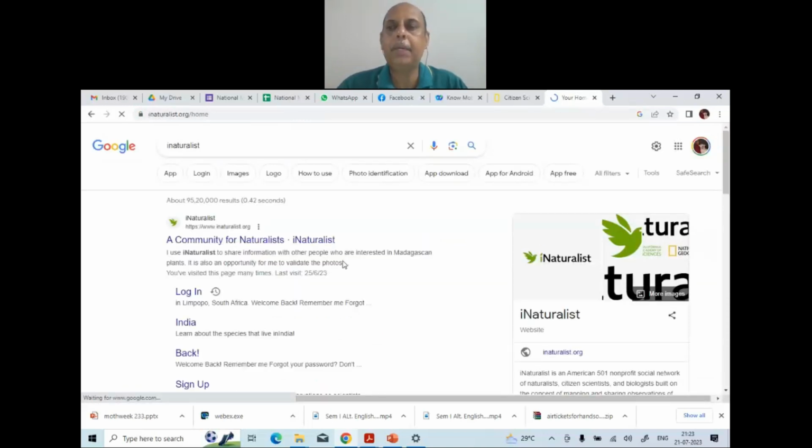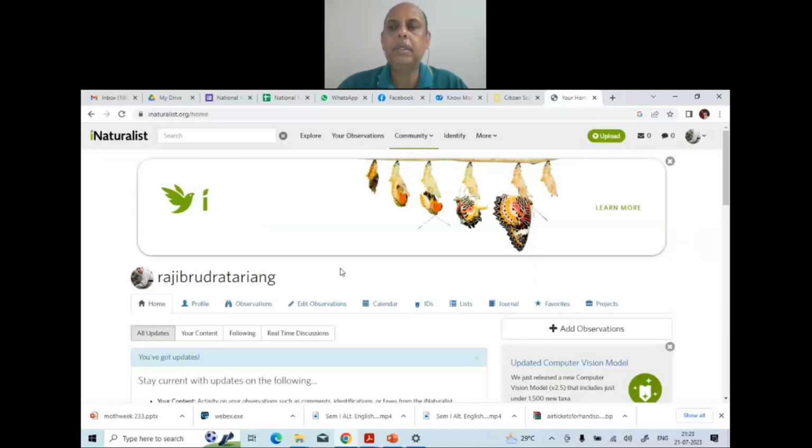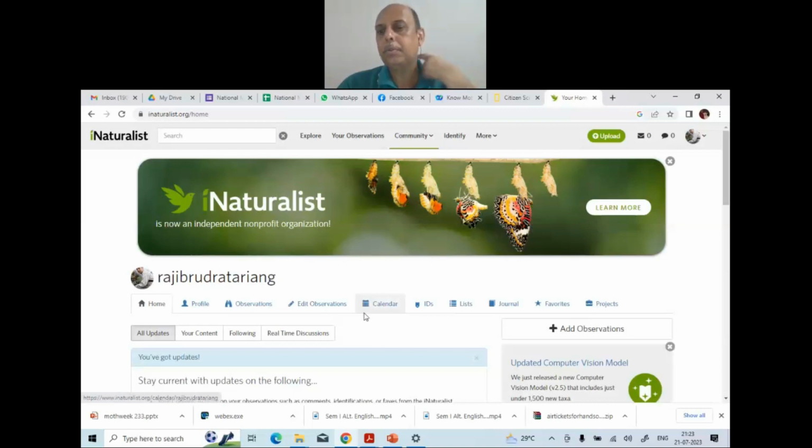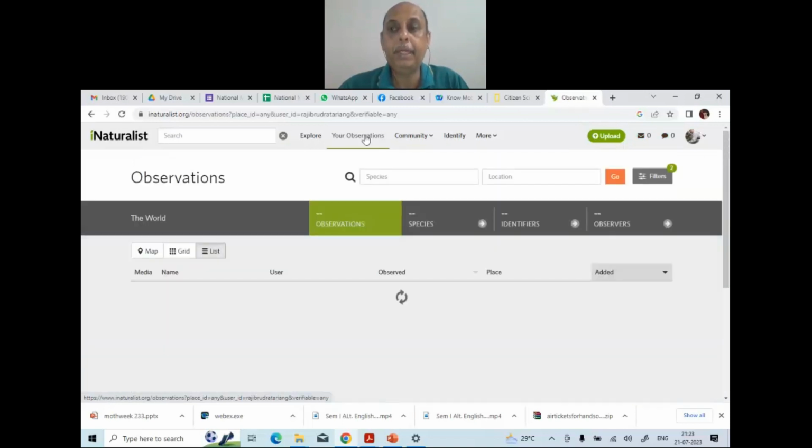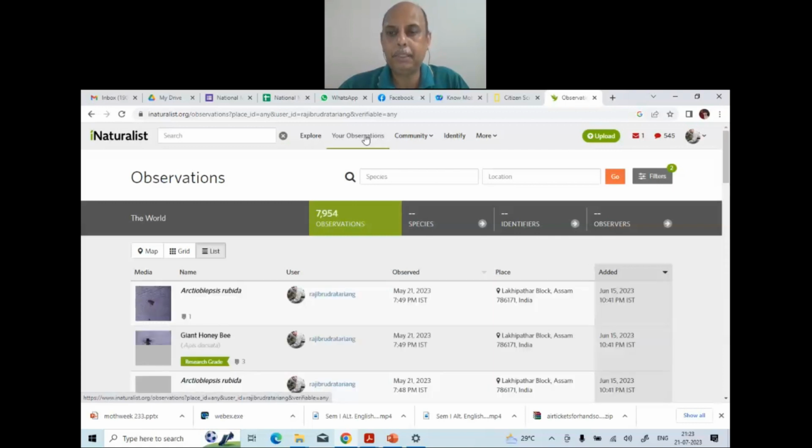I'm putting up the iNaturalist account. My iNaturalist account is already there, I was on it earlier. So you can just see my observations of different species and their abundance. Here you can see that I have observations of 7,954 individuals with 1,249 species.